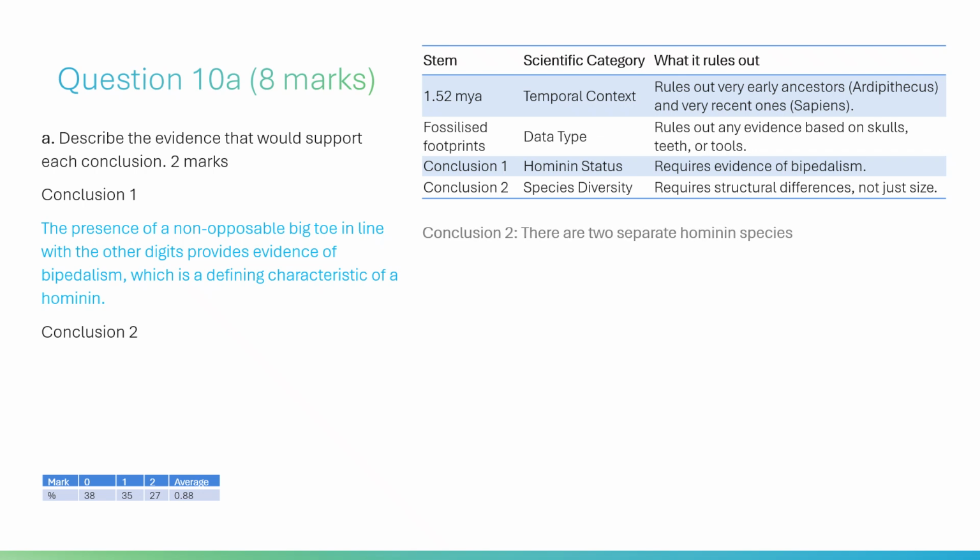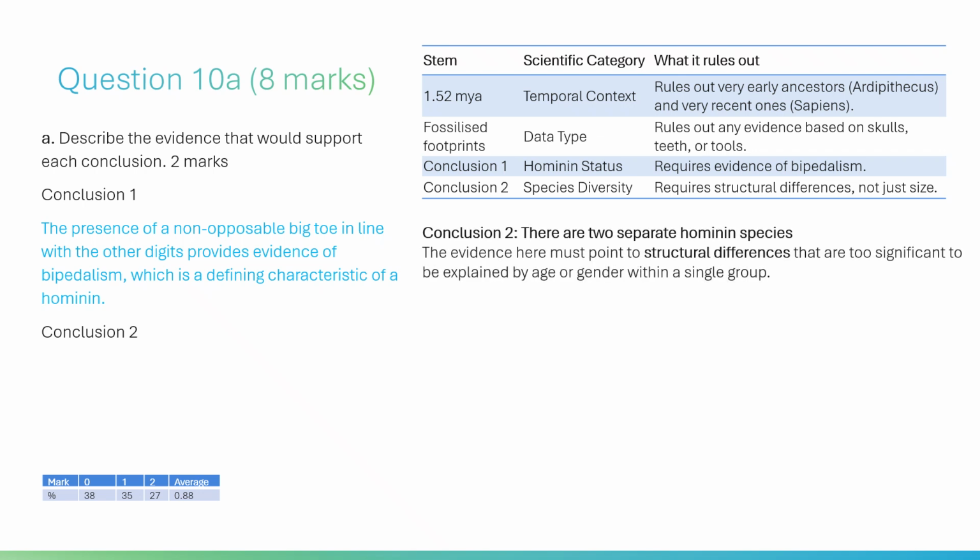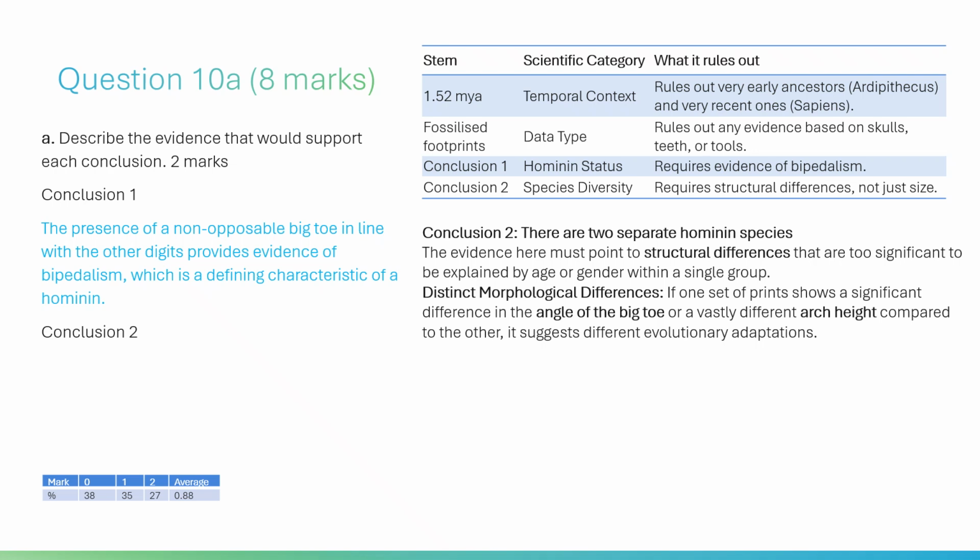Conclusion 2. There are 2 separate hominin species. The evidence here must point to structural differences that are too significant to be explained by age or gender within a single group. Distinct morphological differences. If one set of prints shows a significant difference in the angle of the big toe, or a vastly different arch height compared to the other, it suggests different evolutionary adaptations.